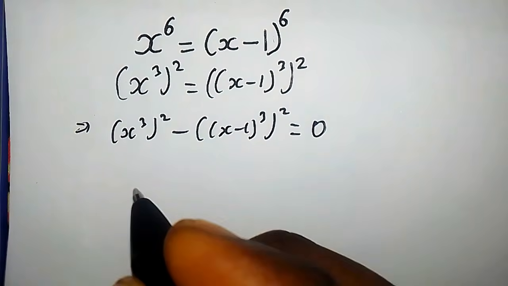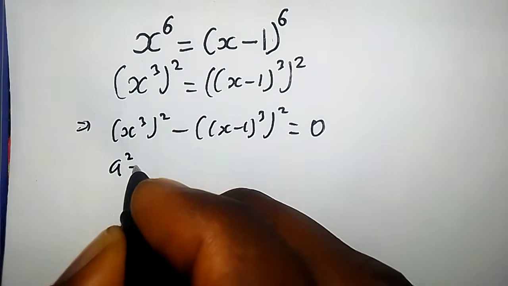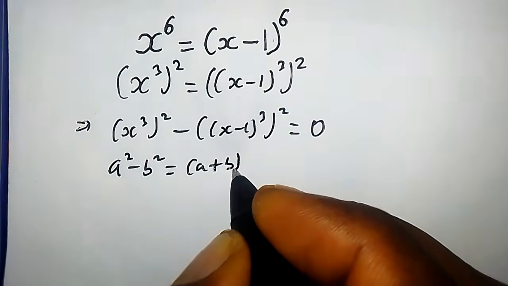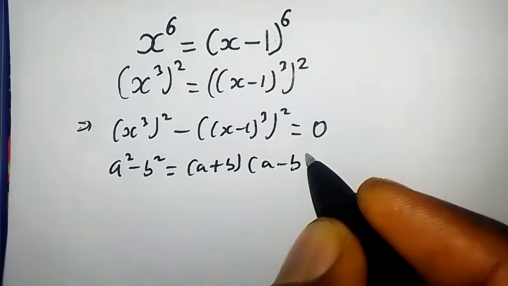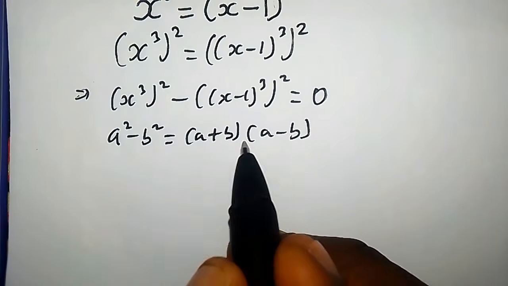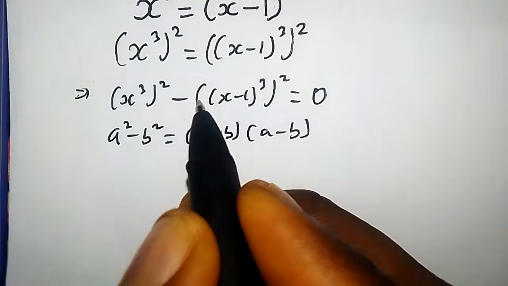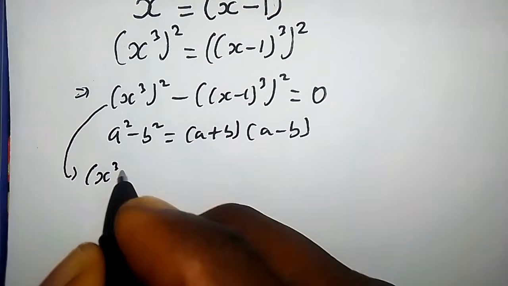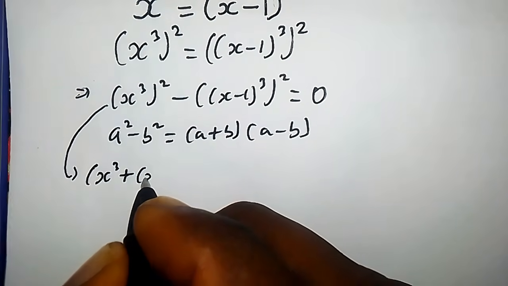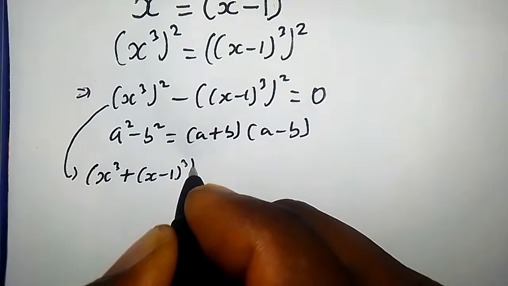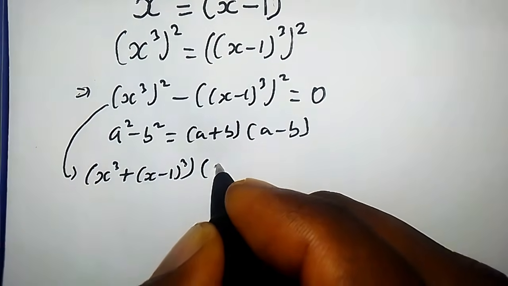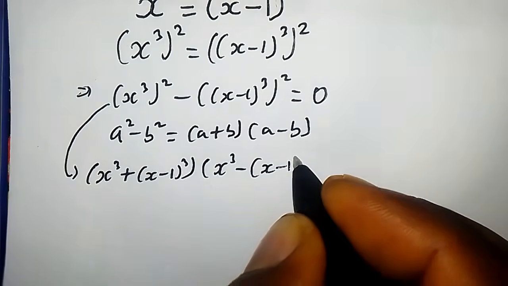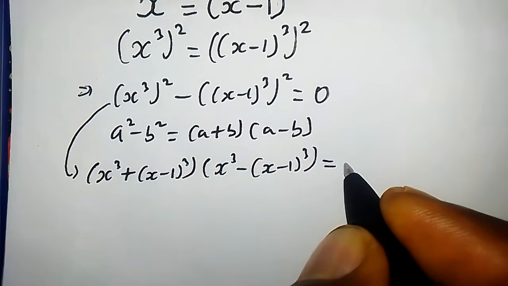Now, recall that a square minus b square is equal to (a plus b) times (a minus b). Applying this identity to this, we simply have (x to the power of 3 plus (x minus 1) to the power of 3) times (x to the power of 3 minus (x minus 1) to the power of 3), everything equal to 0.